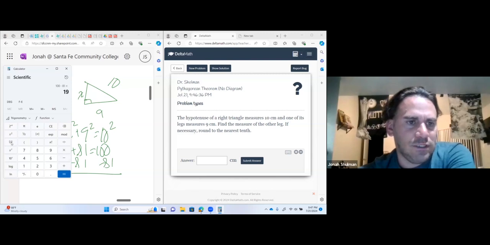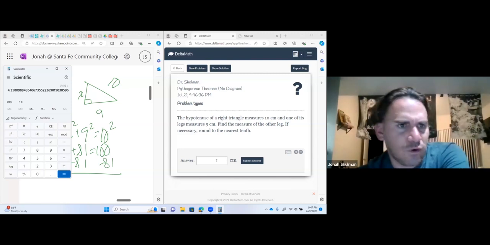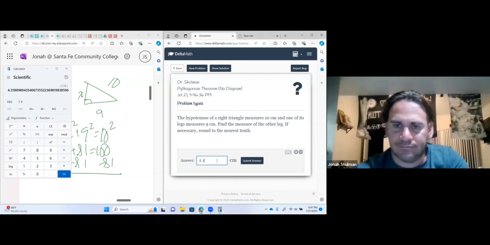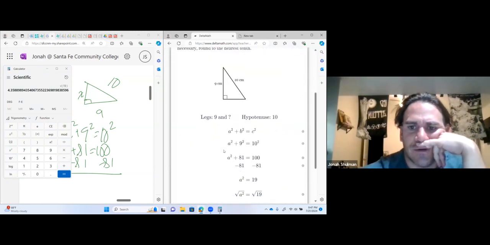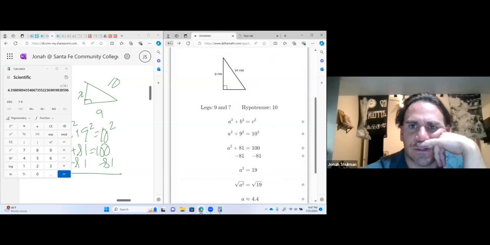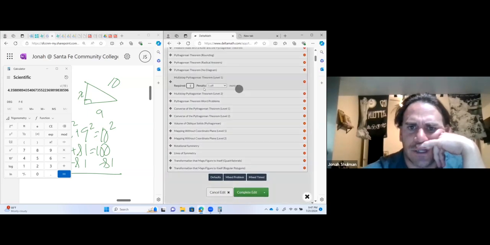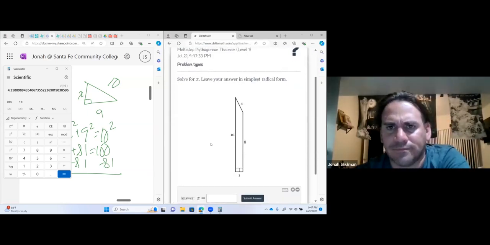We just want the square root of 19, which is 4.4. There's the diagram. There's the answer. All right, here's a multi-step one.